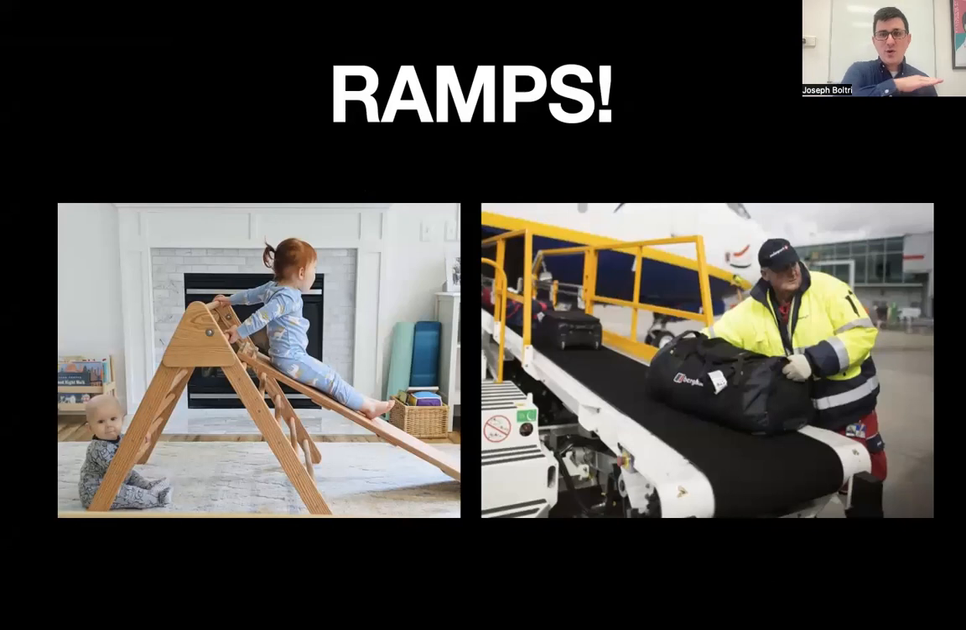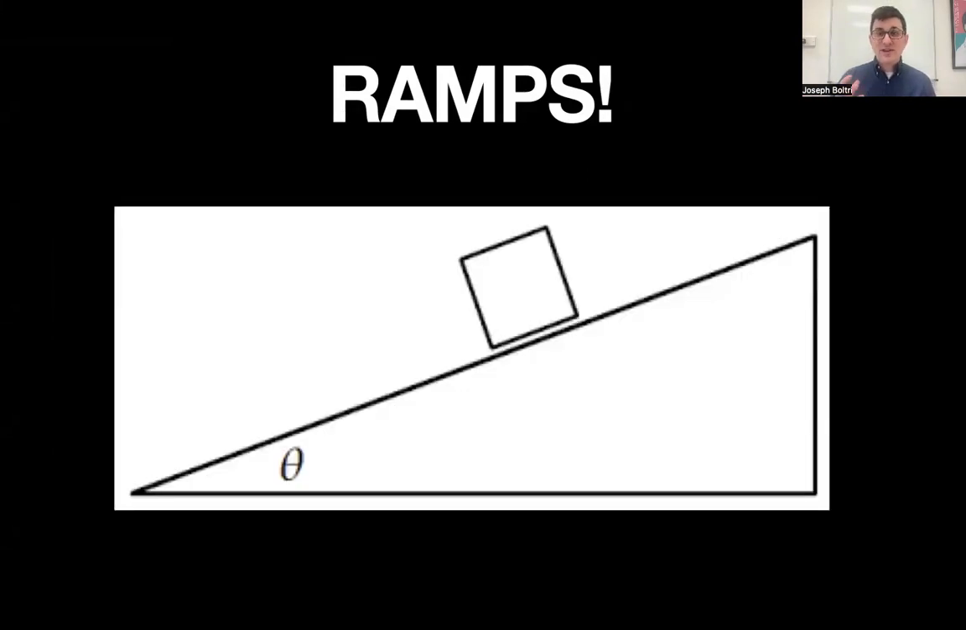Up until this point, we've only been looking at problems that involve flat surfaces. But since surfaces that are at an angle are so common in our everyday life, I felt like it was important that we talk about it in physics class. So when we're looking at a problem involving an incline or a ramp, we're going to be looking at something that is on a surface that is tilted.